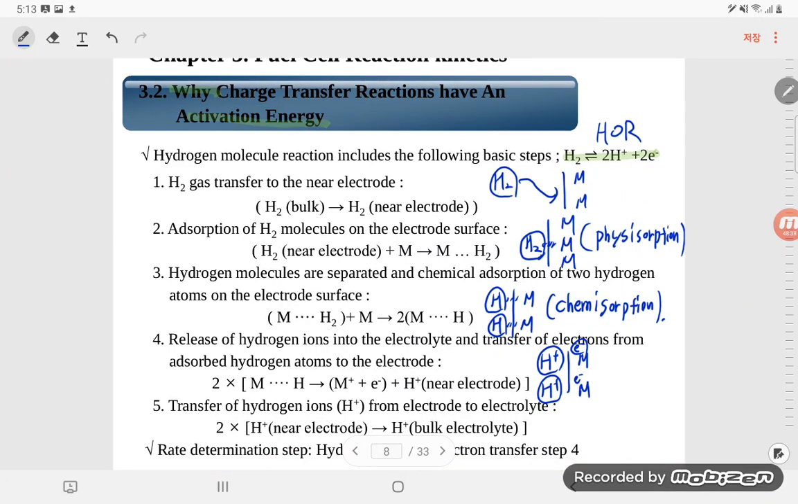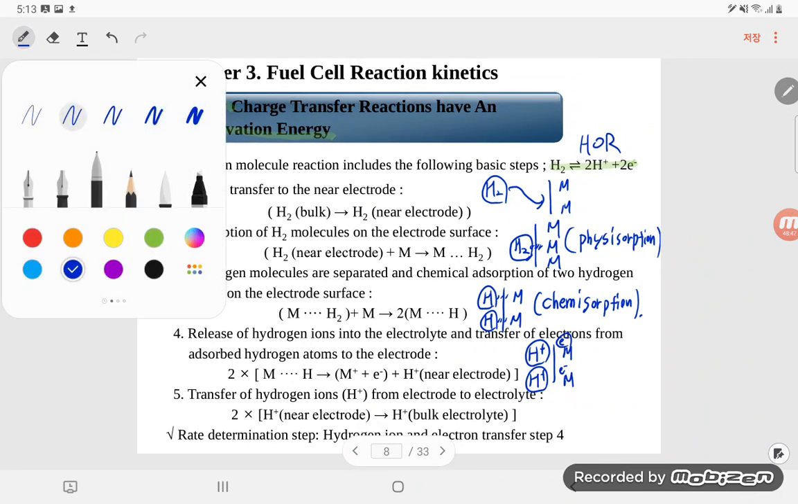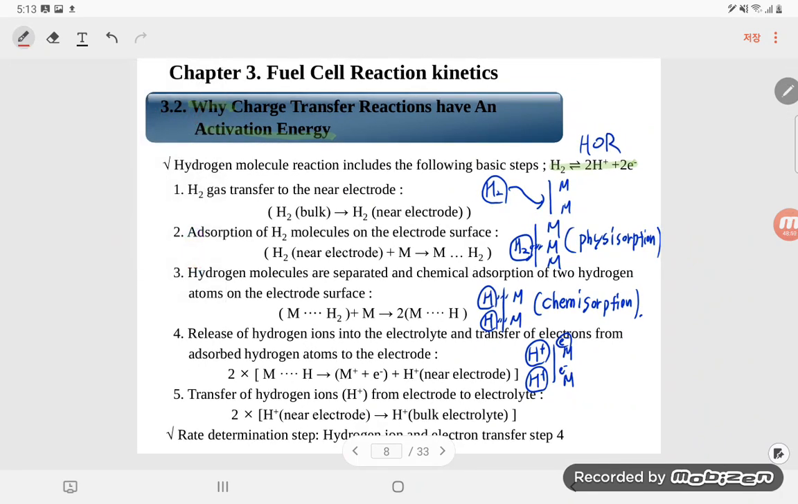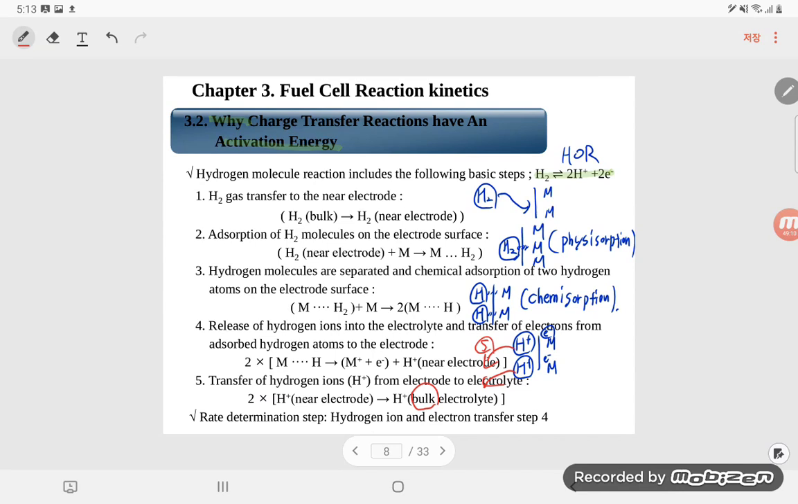And the final step, the transfer of hydrogen ion from the electrode to the electrolyte. Okay, so the final step is just that they move far away. This is the fifth step. Moved from the electrode surface to the bulk electrolyte. So there are 5 steps, right?